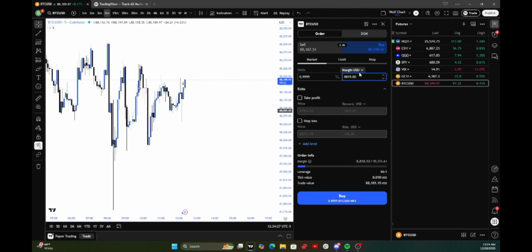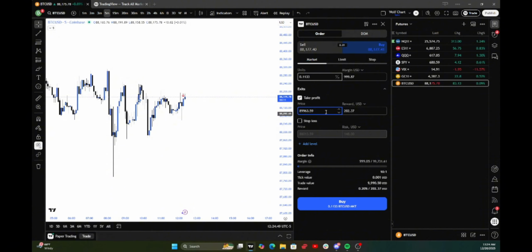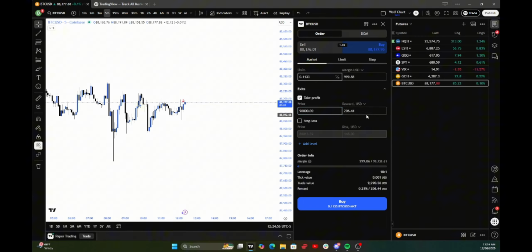You can change this to margin, right? And if you change it to margin, let's say you only wanted to put $1,000 in Bitcoin. You could just type in 1,000, and now this is $1,000 worth of Bitcoin, right? So then we have our $1,000. We could set our take profit here. You just click this check mark. Let's say we wanted to take profit at 90,000 on Bitcoin, when it hits 90,000. You see, if it did that, our profit would be $206. If we bought in right now, it's moving as it's going up and down.